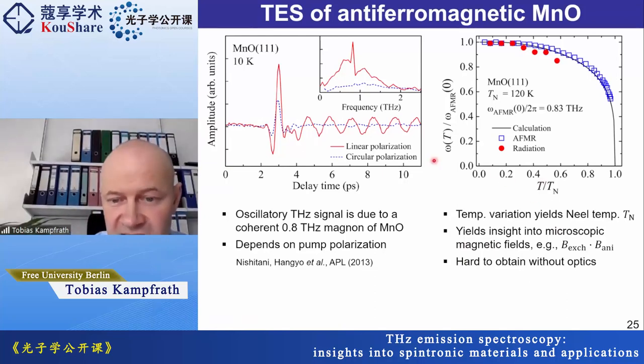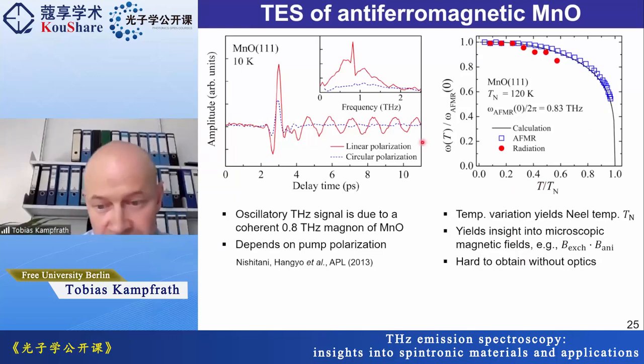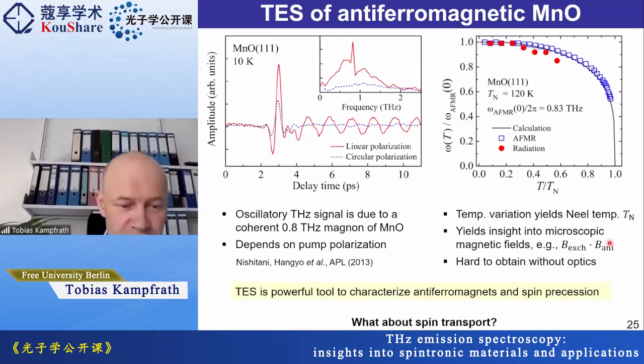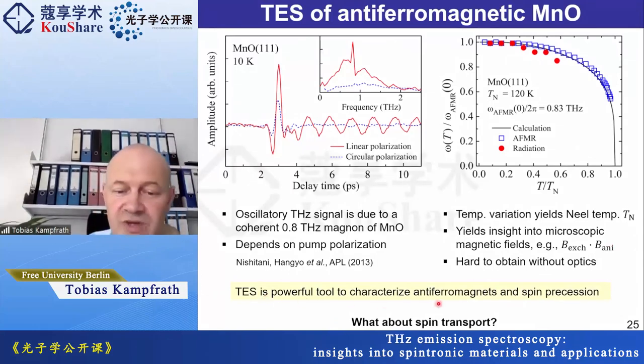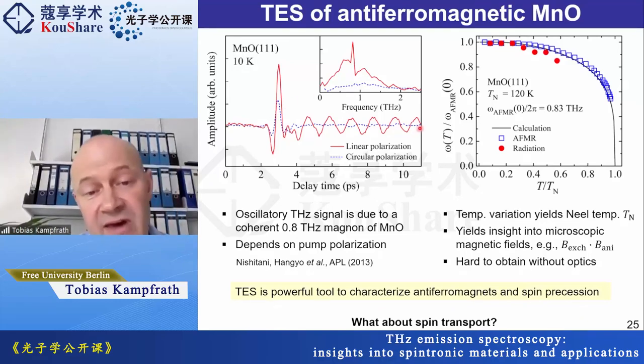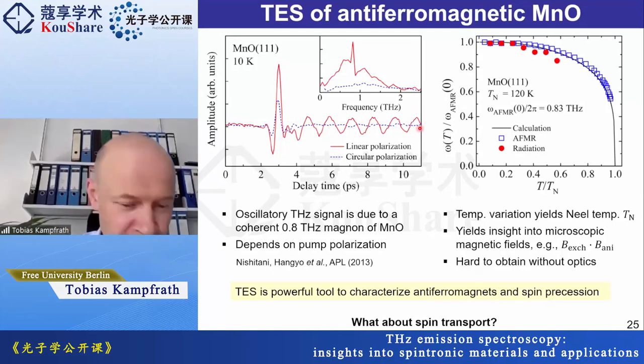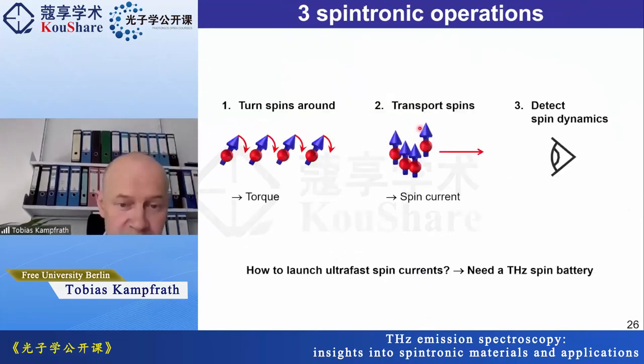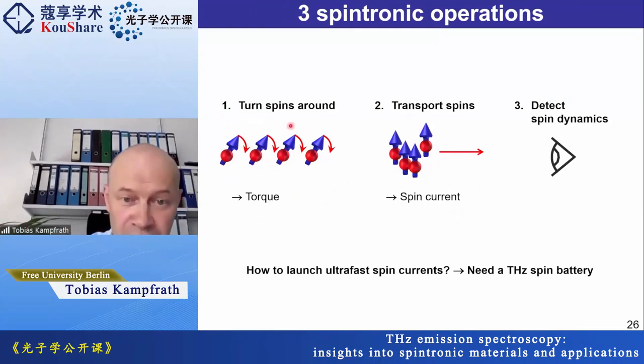And I should also say these waveforms give you even more information. They give you insights into the internal magnetic fields of the solid, for example, into the exchange field and also the so-called anisotropy fields. Okay, so you can say that terahertz emission spectroscopy is actually a powerful tool to characterize antiferromagnets and spin precession. And it's being used a lot by scientists in magnetism and also in terahertz photonics. Okay, so this was the first operation, turning spins around.